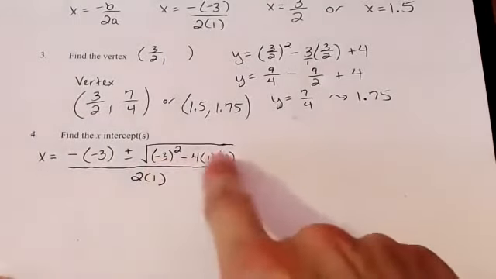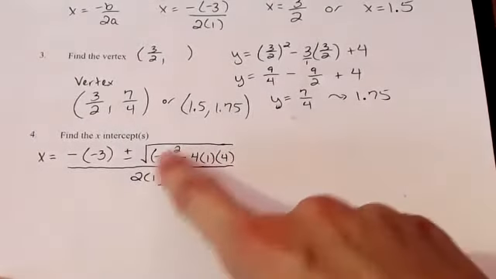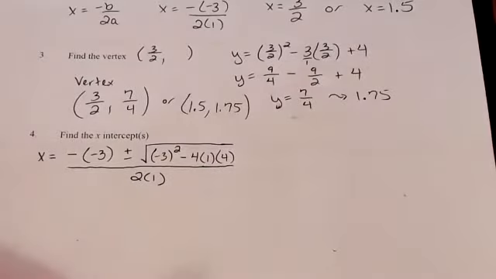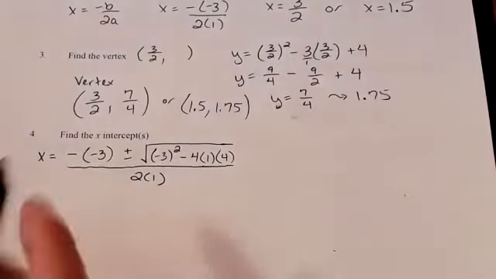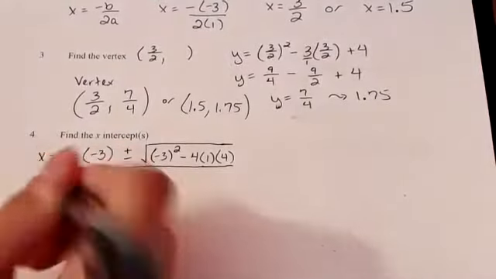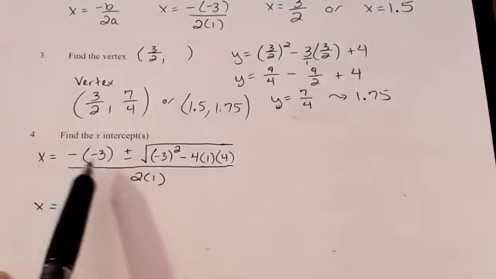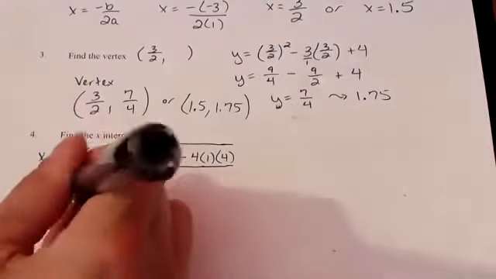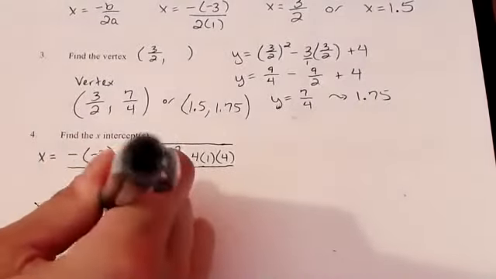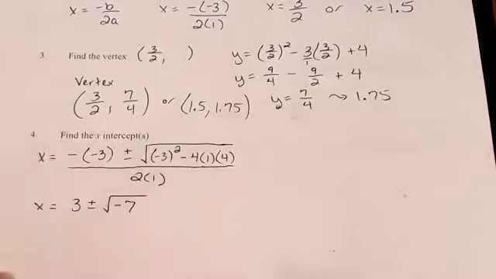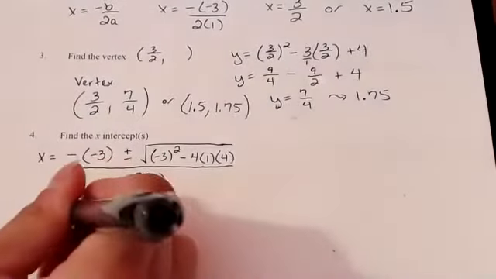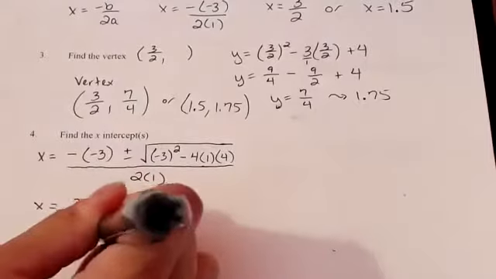Let's take care of what's underneath the radical first. So negative 3 squared, that's 9. So we have 9 minus 4 times 1 times 4. So essentially 9 minus 16, which gives us a negative 7. So we have x is equal to, clean this up, negative negative 3, that's a positive 3, plus or minus, underneath the radical, we have negative 7, and that's all over 2.